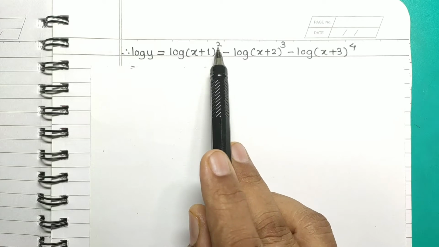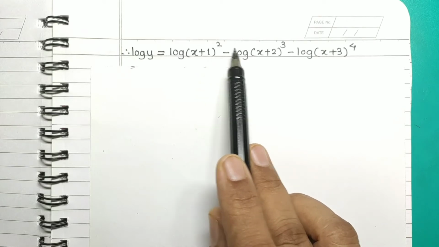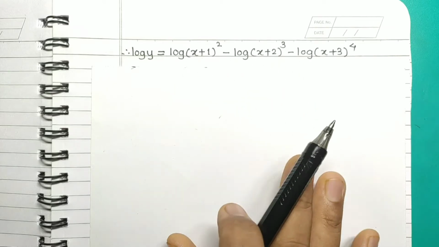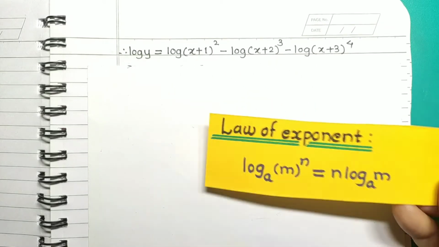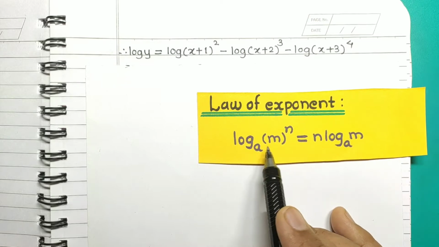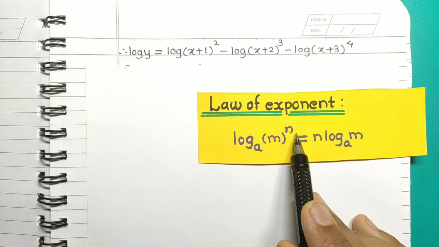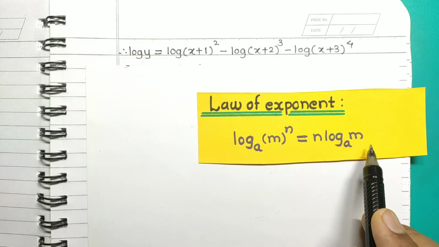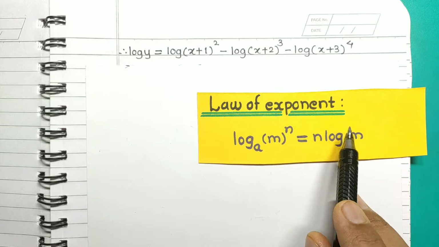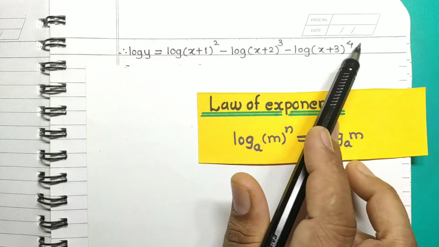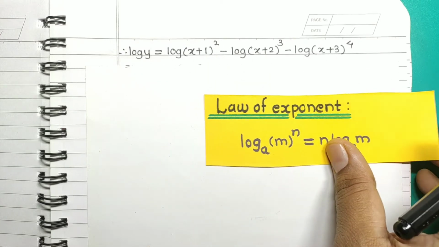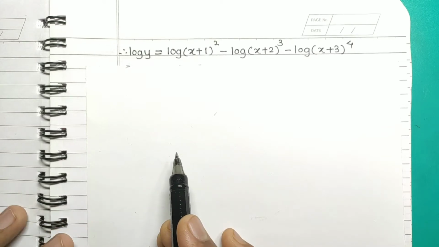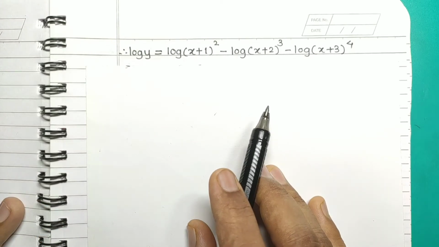Now we are going to use the law of exponent to multiply these three exponents to these corresponding logarithmic terms. And we have the law of exponent as when log contains m raised to n, we can multiply this exponent to the logarithmic term. So we can write it as n into log m. So using this law of exponent, we can multiply this exponent to the logarithmic terms. You note all these logarithmic simplifications properly. It's easy, not any difficult thing here.